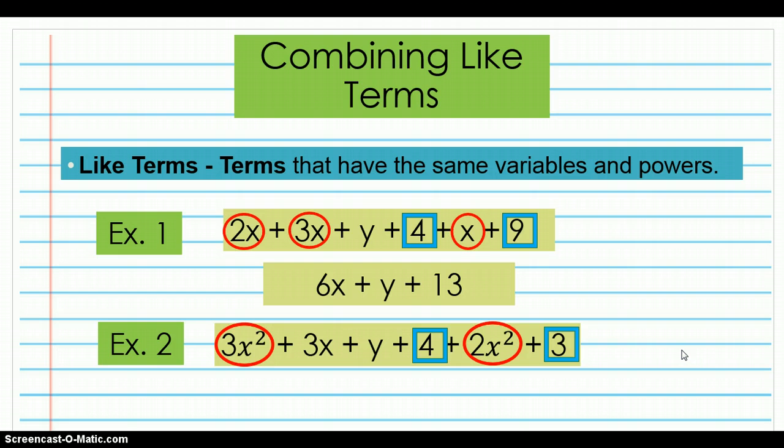Now that I know what my like terms are, I'm going to go ahead and combine them. So 3x squared plus 2x squared gives me 5x squared. I cannot combine the 3x with anything, that stays the same. I cannot combine the y with anything, that stays the same. And 4 plus 3 gives me 7. So my answer is 5x squared plus 3x plus y plus 7. So now I want you to pause me and copy these examples down on your paper.